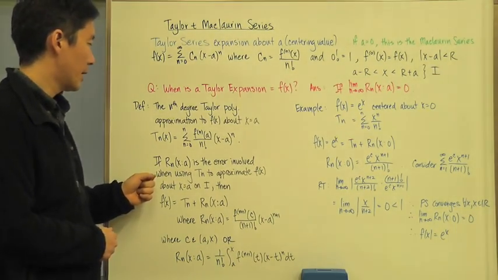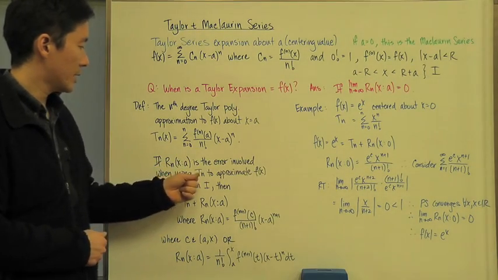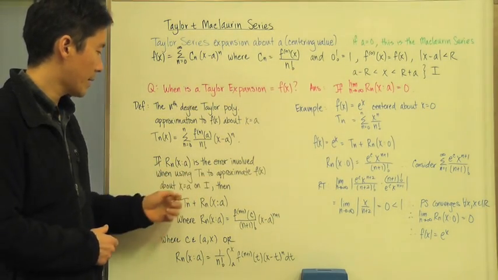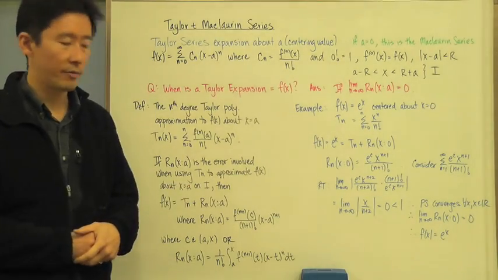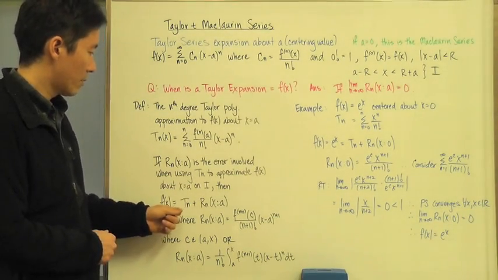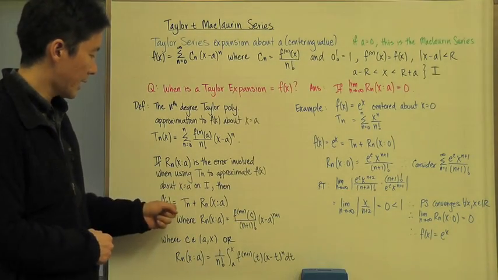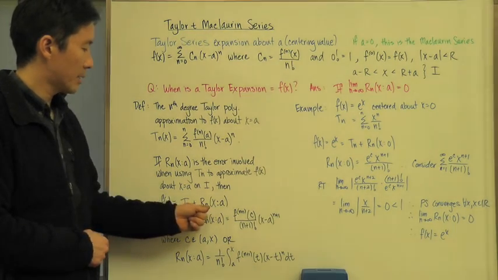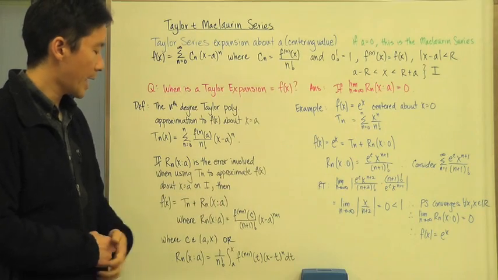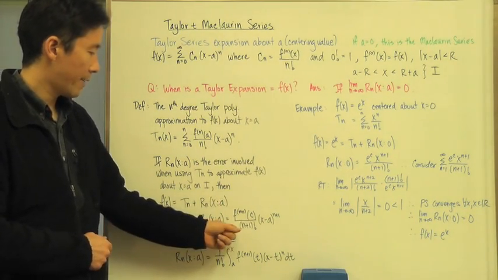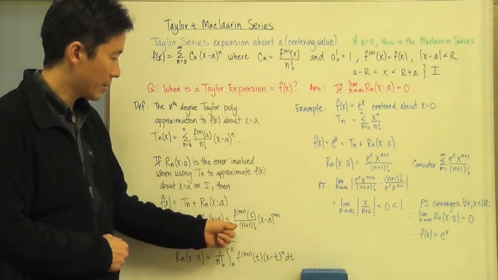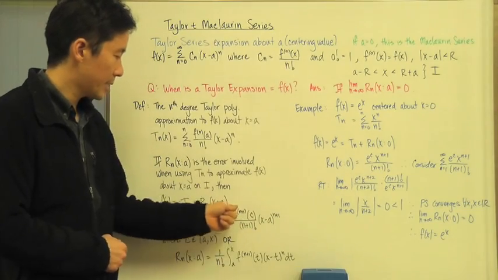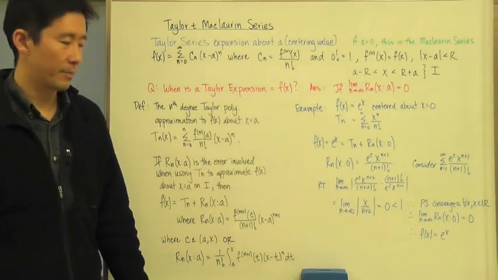Okay, the error involved when using T sub n to approximate f of x about x equals a on the interval of convergence is going to be written as such. So notice that if we have f of x is equal to T sub n plus R sub n of x centered at a, then this particular remainder is going to look like this. It's going to look exactly like the next term.